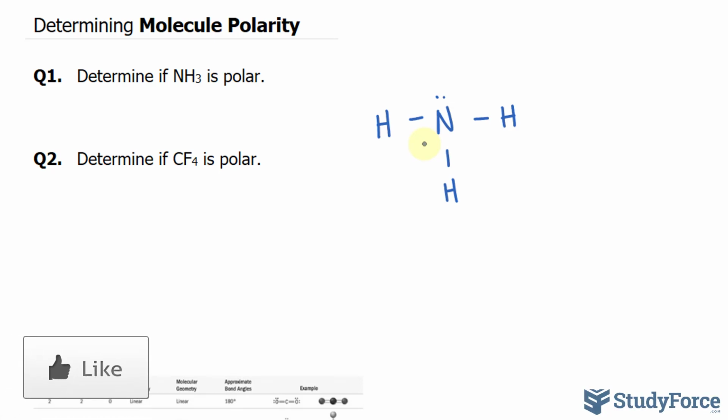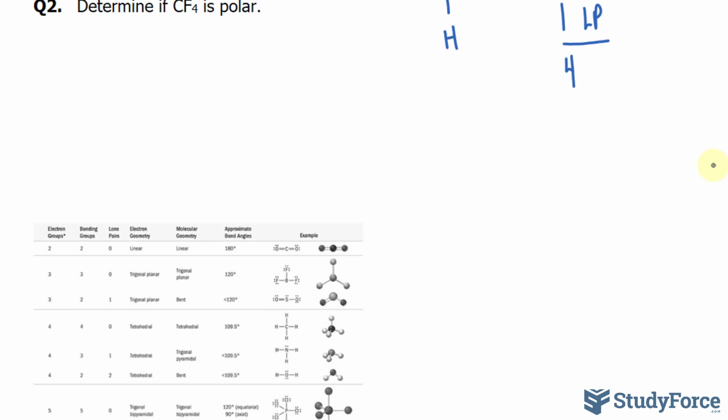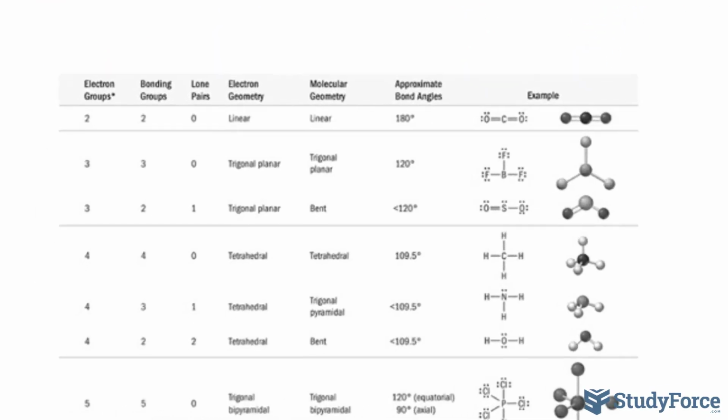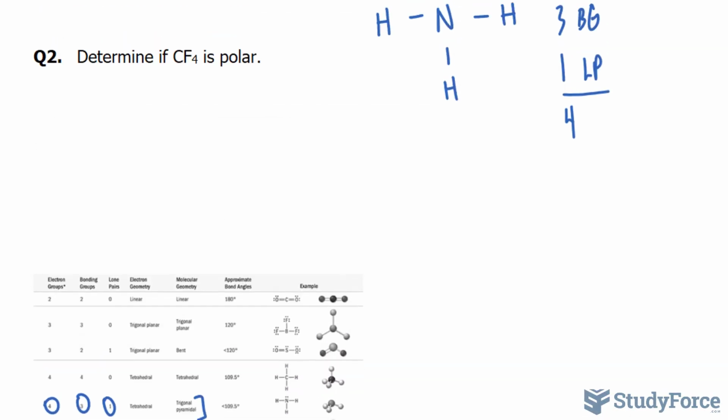From this, we can determine the amount of electron groups, and that's determined by the bonding groups. We have 1, 2, 3 bonding groups. 1 lone pair right here, and adding these up we end up with the amount of electron groups, which is 4. Using this information I can now find out the molecular geometry, and if you look right here, if you have 4 electron groups, 3 bonding groups, and 1 lone pair, you have a molecule that has the geometry of a trigonal pyramidal. And a trigonal pyramidal looks roughly like this.